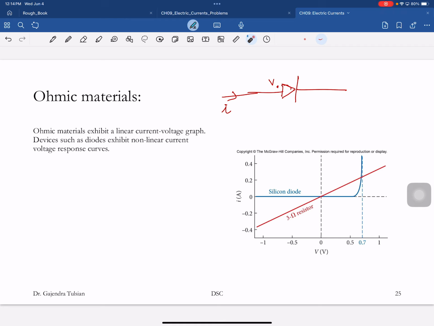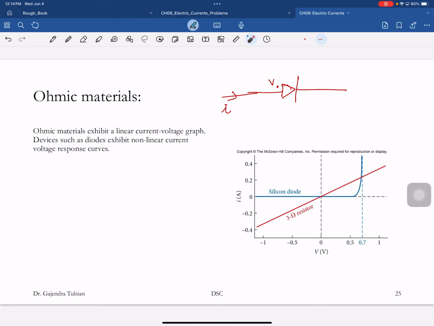On the other hand, you take a resistor, a plain copper wire. If you apply minus 1 volt, the current is flowing in that direction, and if you apply plus 1 volt, it's flowing in that direction. And the response is linear. You double the voltage, the current doubles.